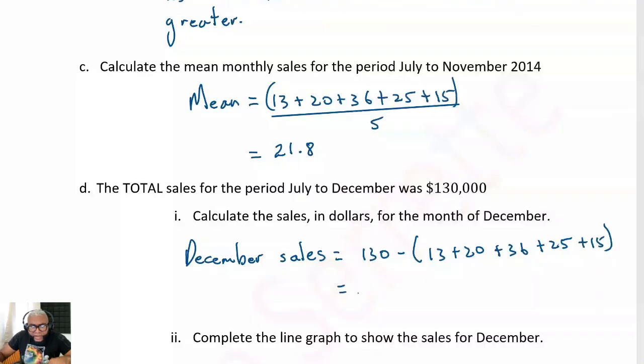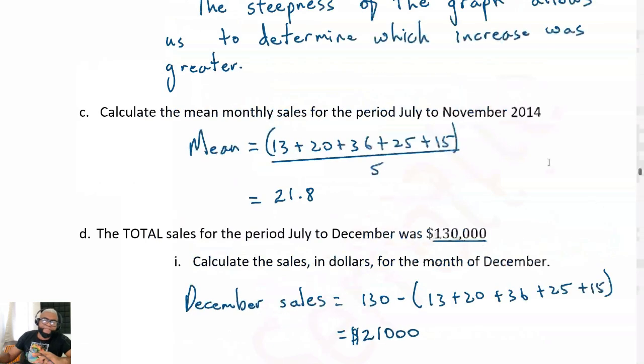Right, so what will that be? How much do you get? 21. Yes, good one. You get 21. 21,000, right? I see they put 130,000 here, so you can probably put 21,000, right?